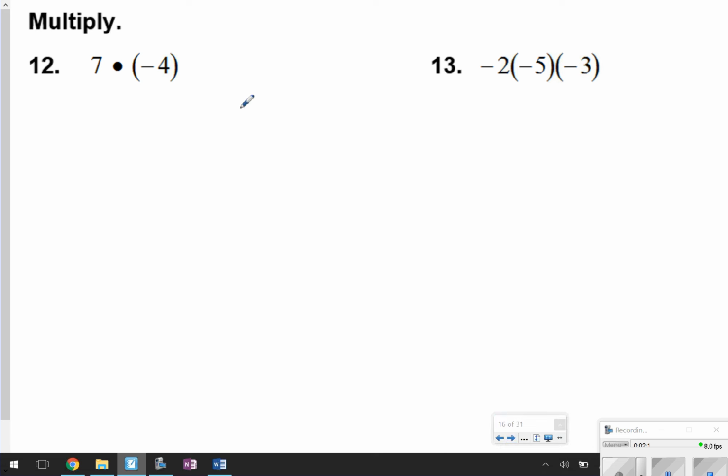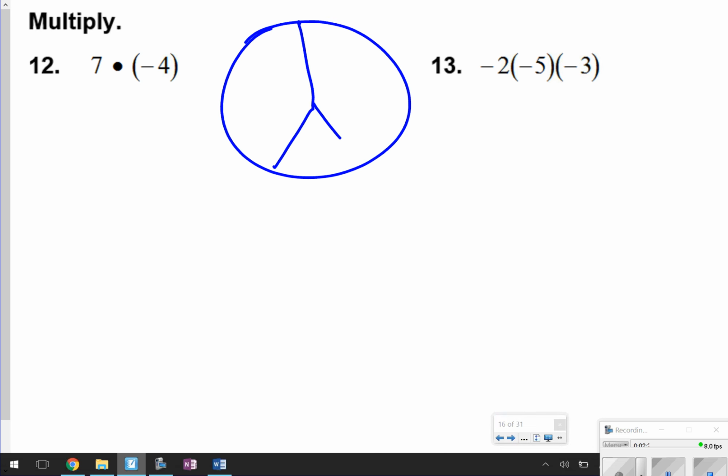12 and 13, you are multiplying. Remember, this is what we just learned this week. Monkey Man, you're multiplying a positive and negative. Your answer is going to be negative. So the answer to 12 is -28.